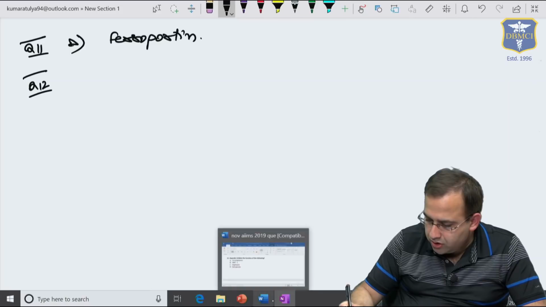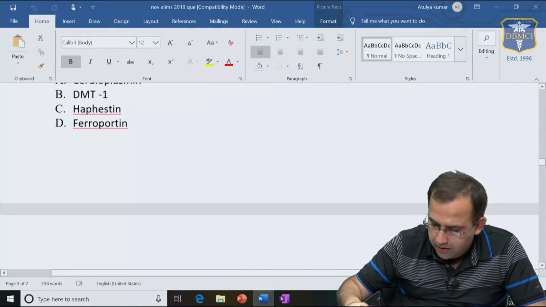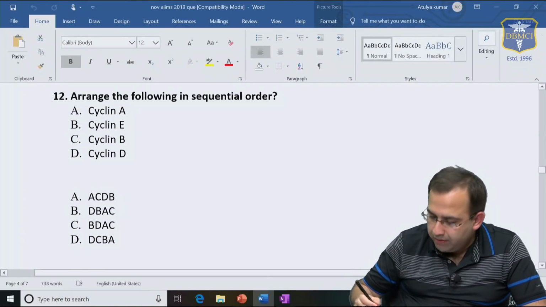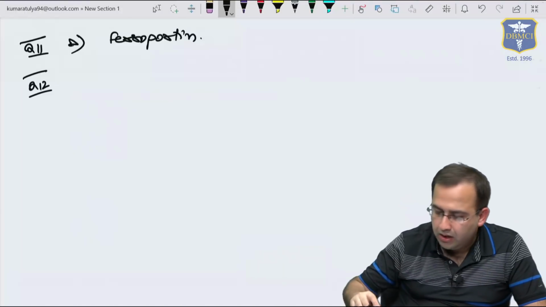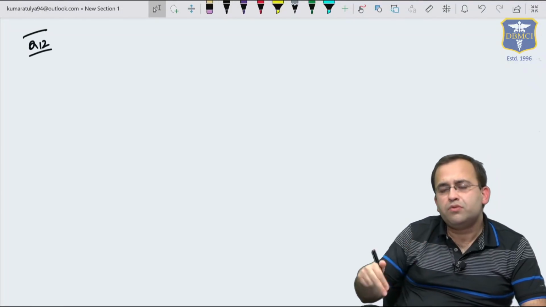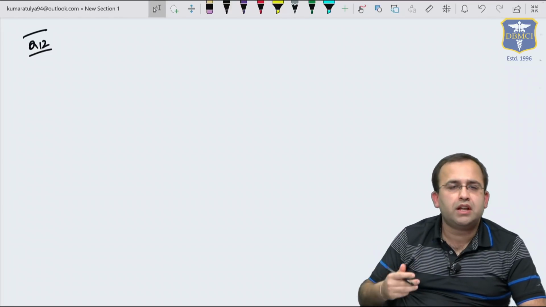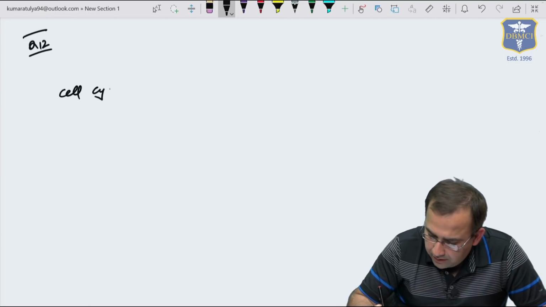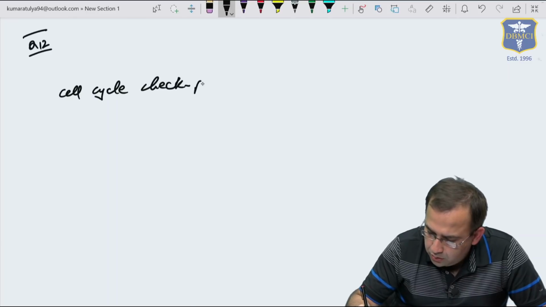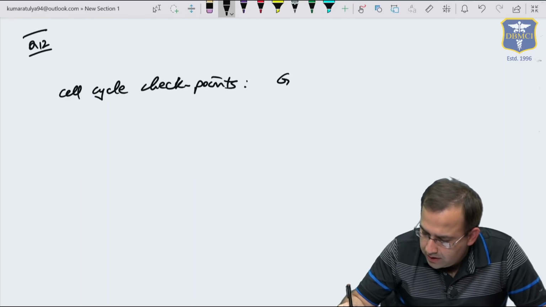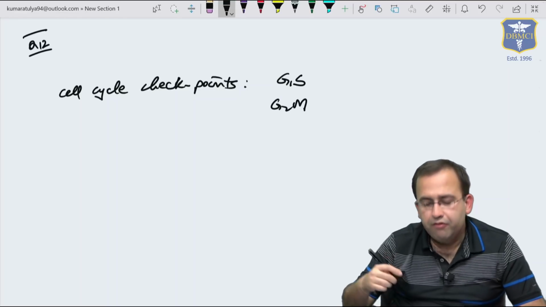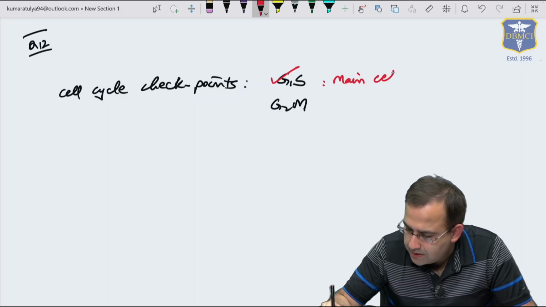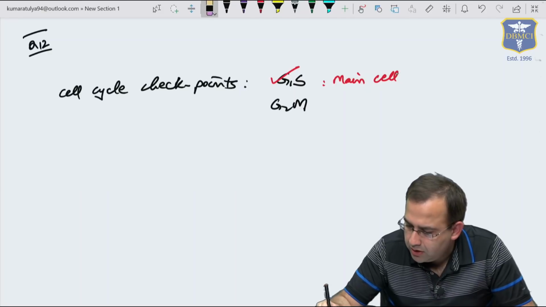Next, question 12. Arrange the following in sequential order: cyclins A, B, D, E. Before I go further, this again has been asked as a straightforward question. This was an application based question. The examiner twisted the language and asked you the sequence. You very well know there are two main cell cycle checkpoints, that is G1S and G2M. Which is the main cell cycle checkpoint? G1S.